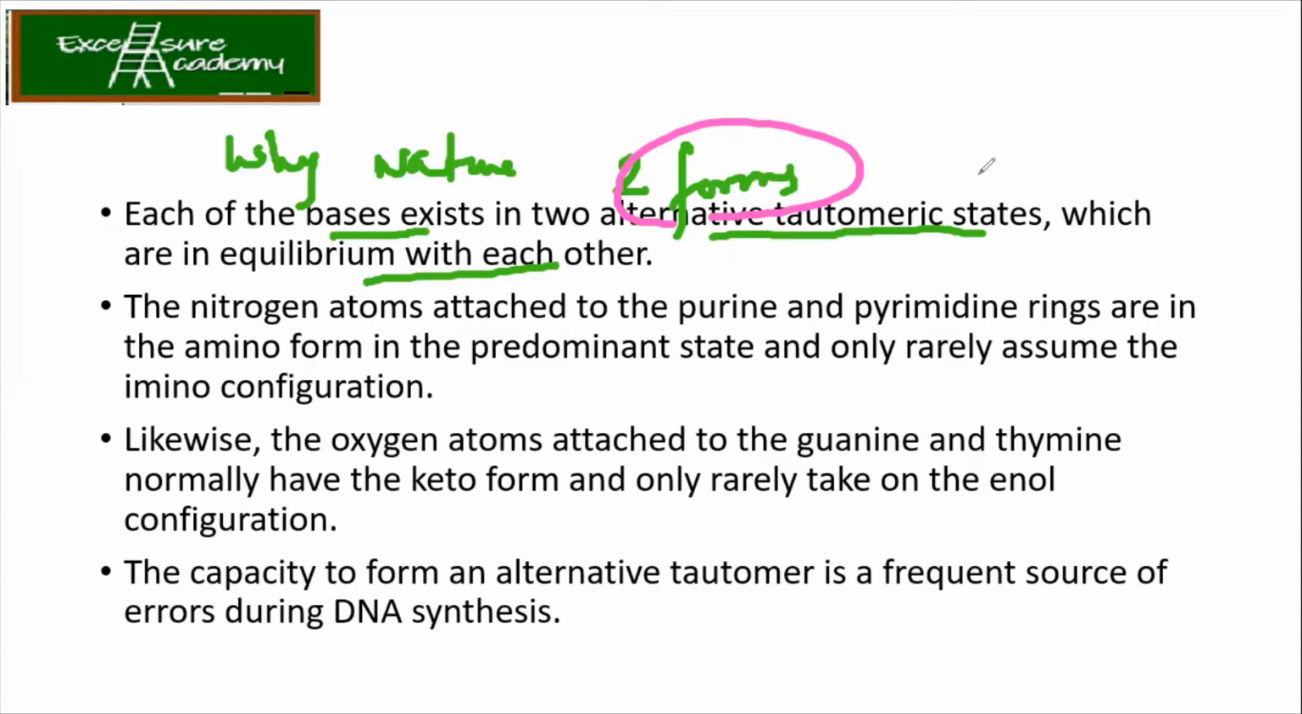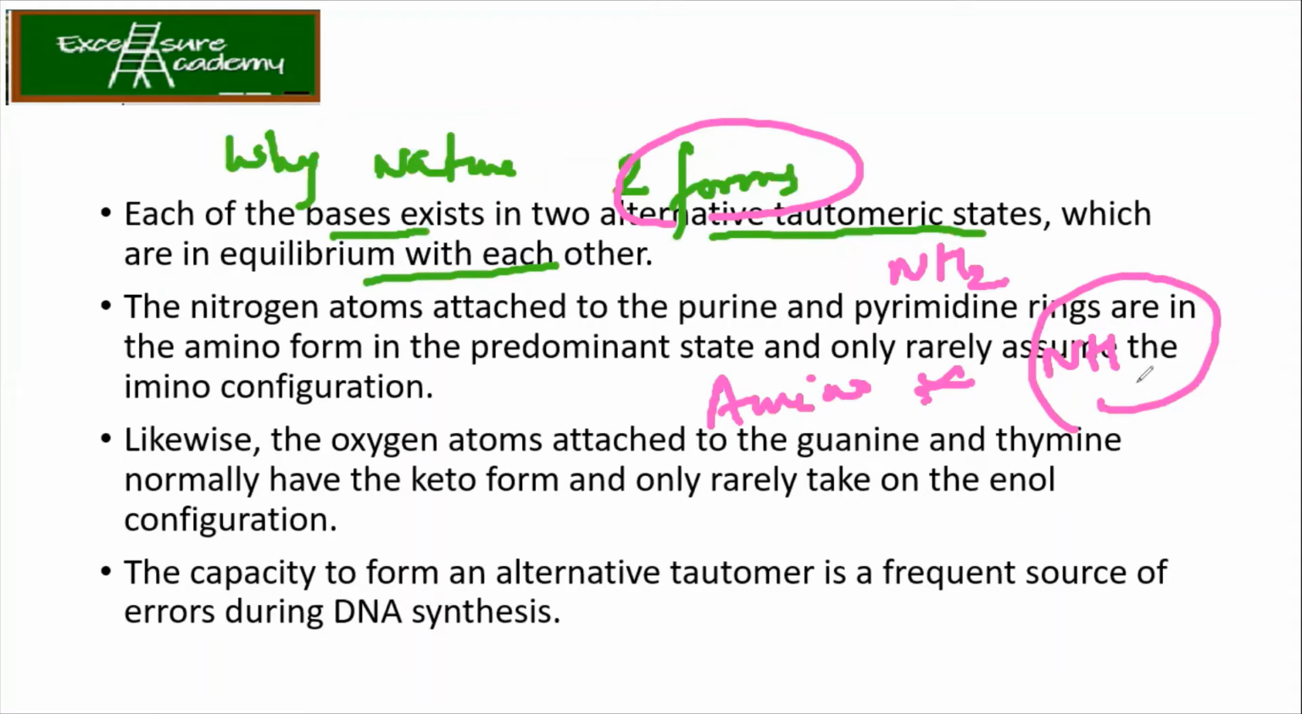So the role is this: we already know there are two forms, purines and pyrimidines. In the case of purines, the amino group, that is the NH2 group, is in equilibrium with the imino form, that is the NH group. I'll show you the structures in the next slide. Now, why is it present? Because of certain radiations or the presence of certain chemicals, these amino forms get converted into imino, and this conversion results in mutation.